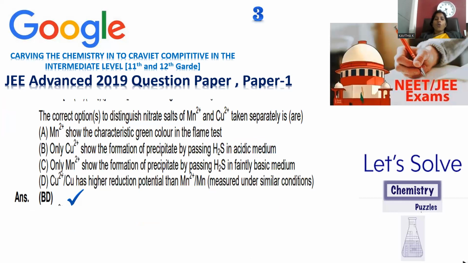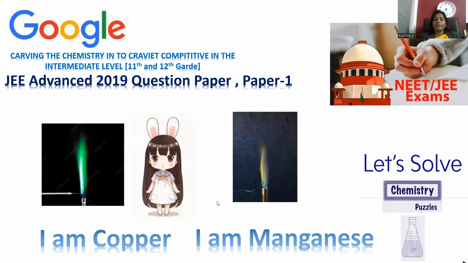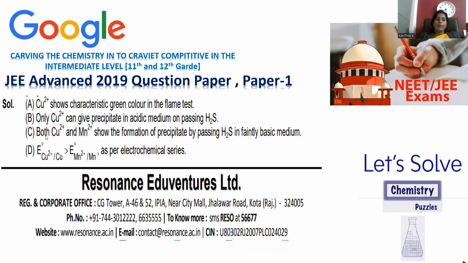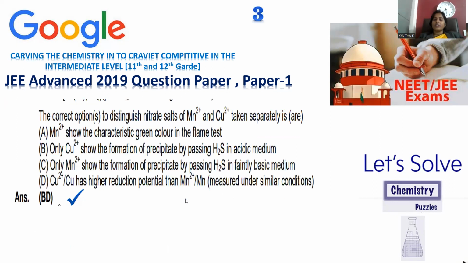B is the correct answer. Only manganese shows the formation of a precipitate by passing H2S under basic medium. If you go with the basic medium, manganese upon treating with H2S forms the sulfide precipitate. But they are saying only manganese forms it, not copper. Both are able to form it. Both copper and manganese give the precipitate upon treating with H2S under basic medium. So they are saying only manganese is able to, but copper also reacts under basic medium as well, right?